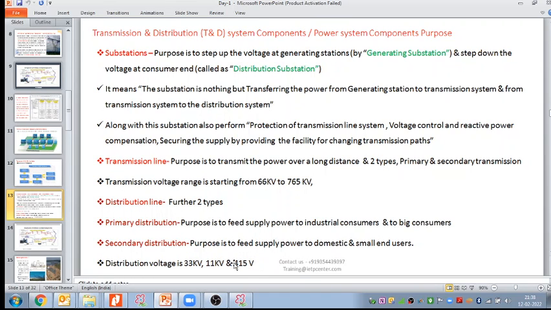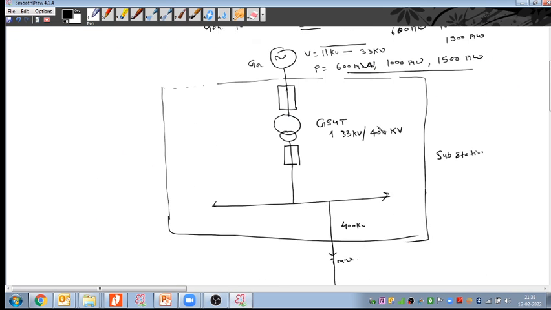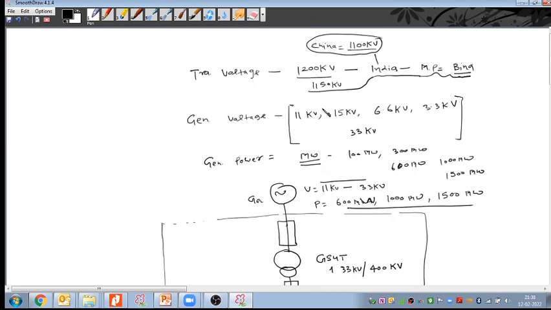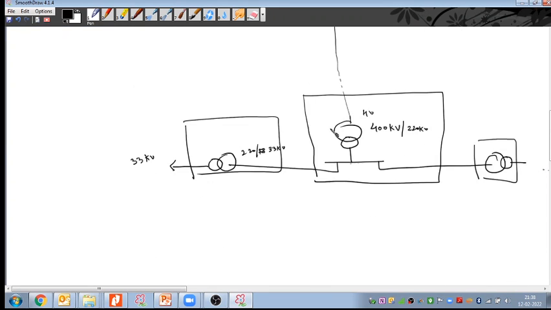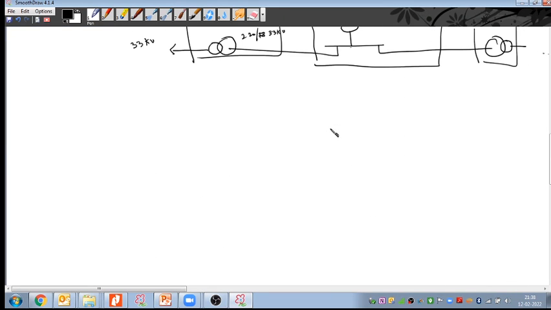So what we discussed: the generation is again at 11 or 33 kilovolts, and then for the power transmission we go up to 1150 kilovolts. And the various voltages that we have, if we talk about generation, as already seen, are 3.3 kilovolts, 6.6 kilovolts, 11 kilovolts, 20 kilovolts, and 33 kilovolts.